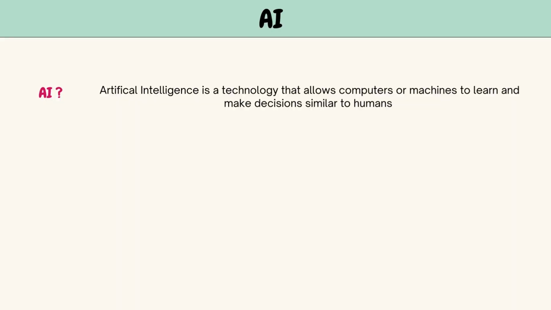So AI, which is short for artificial intelligence, is a technology that allows computers or machines to learn and make decisions similar to humans. So start thinking of it like in maps and routes. Whenever we use Google Maps or other map applications to recommend for us the best route to take on a way, that's usually using AI.